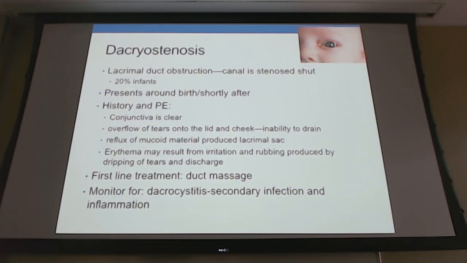It's just this constant crusting and constant tearing of this baby because the lacrimal duct is stenosed down. They don't have a channel to be able to drain the eye. So your first line treatment is, how can we get this channel to open up so that this baby's physiology can flow? So duct massage is going to be your very first thing that you're going to do before you do any kind of other treatment for any type of infection.